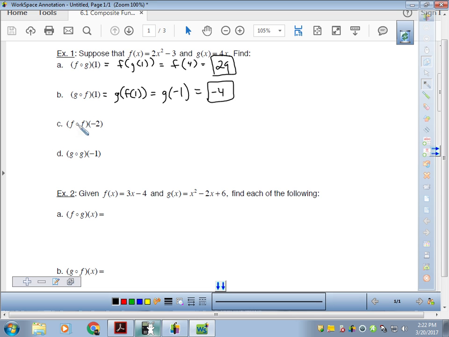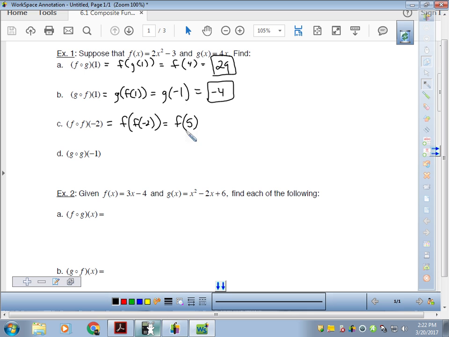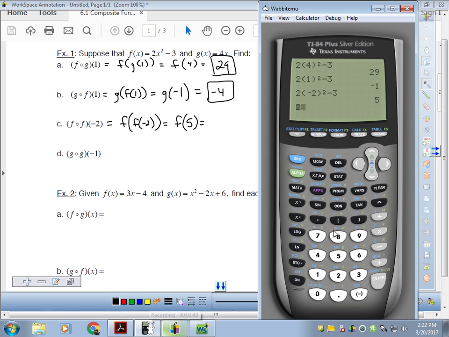Okay. F composed of f of negative 2. So this is f of f of negative 2. So we want to find the inner part first. So we want to find f of negative 2. So we're plugging negative 2 into this f equation. 2 times negative 2 squared minus 3, we get 5. So now I have f of 5, so I'm plugging 5 into the f function. 2 times 5 squared minus 3, we get 47.